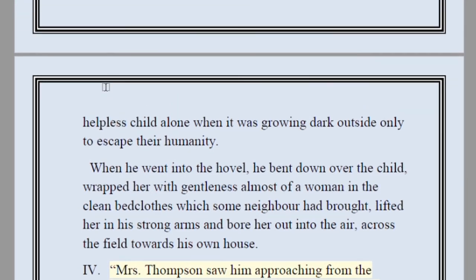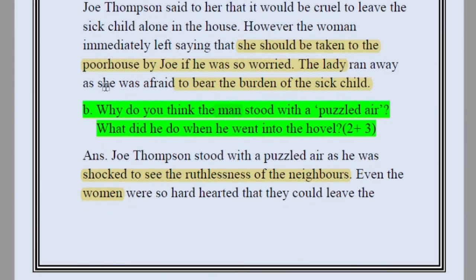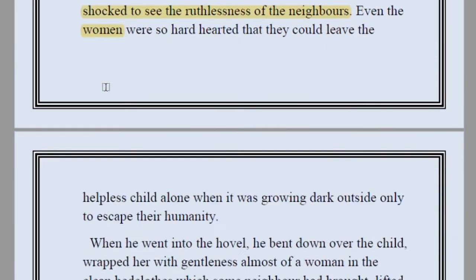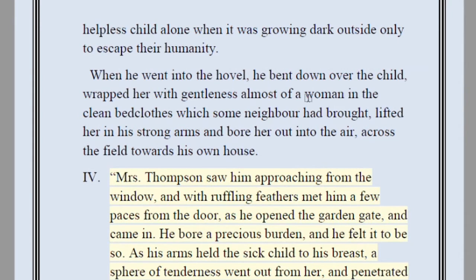Okay. Next question is, what did he do when he went into the hovel? What did Joe Thompson do? Now, important points, mark them. He bent down over the child, wrapped her with gentleness almost of a woman, very softly, in a very gentle manner. He wrapped the child in the clean bedclothes which some of the neighbors had given her, then lifted her in his strong arms and then bore her into the air across the field towards his own house.